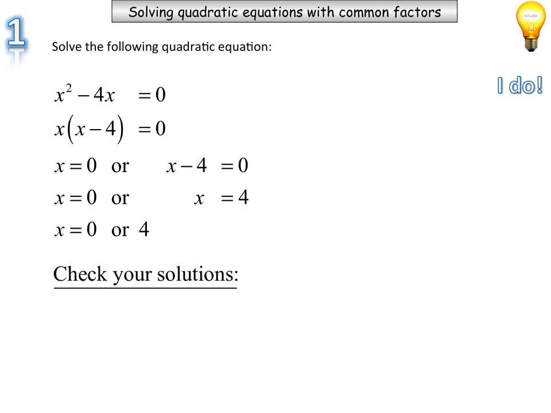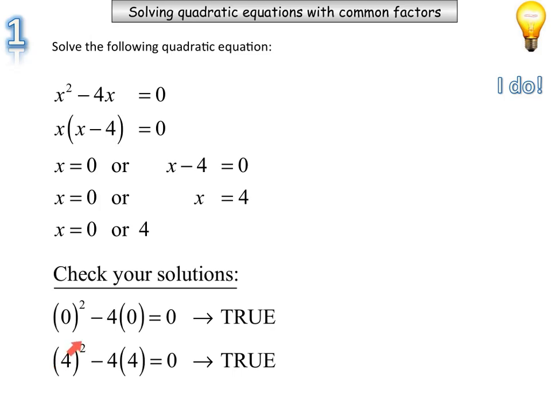We can always check our solutions just to make sure that we had our correct solutions. So subbing our first one, 0, into our first expression: 0 squared, take away 4 times 0. We need to be getting an answer of 0 for it to be true. 0 take away 0 is 0, so therefore that's true. Looking at the second solution, 4: 4 squared, take away 4 lots of 4, which is 16 take away 16. That is equal to 0, so therefore it's true. So our two solutions are x is equal to 0 or 4.